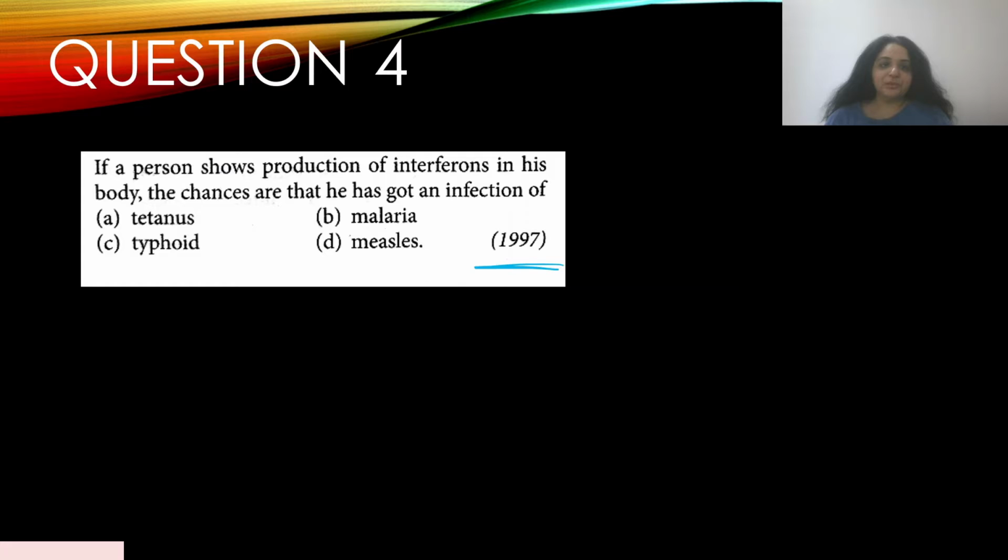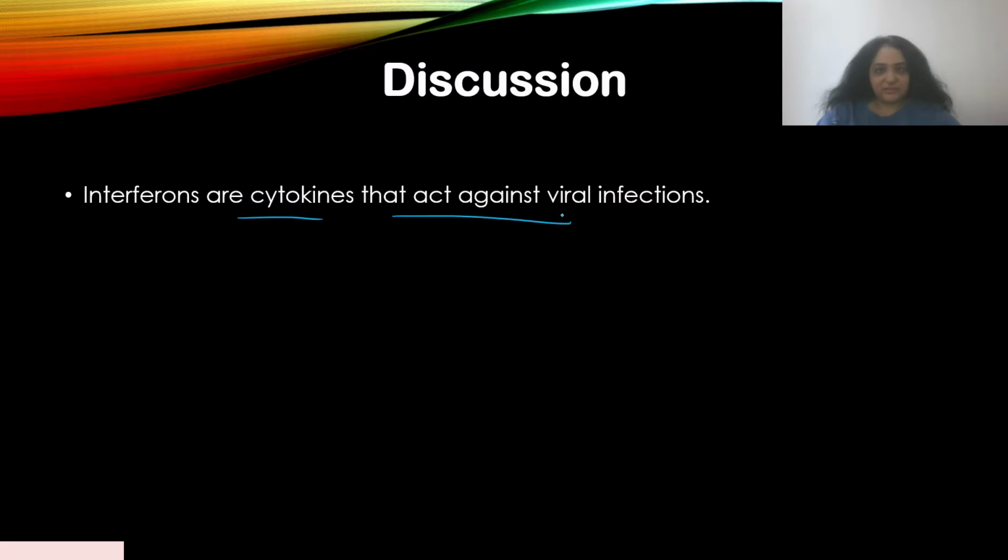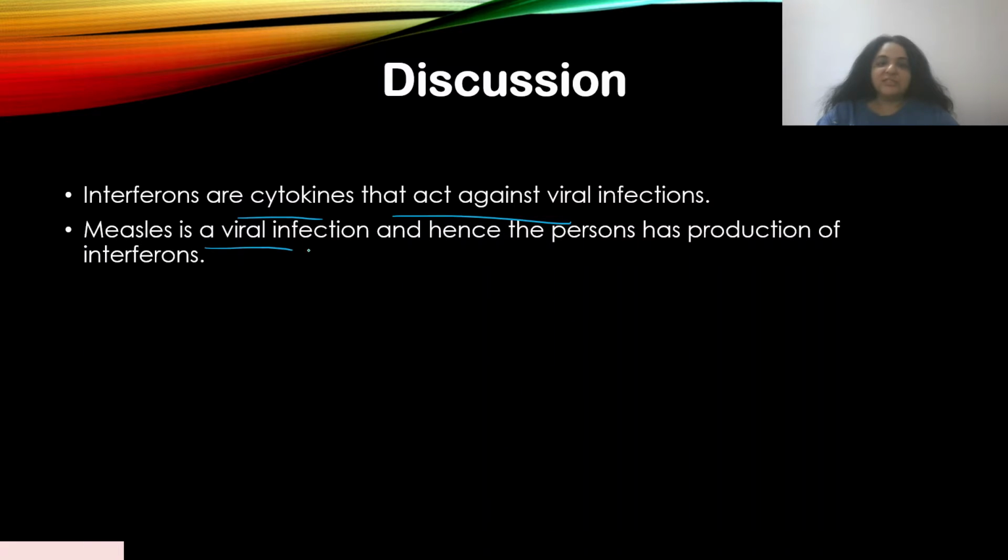So tetanus cannot be correct because tetanus is a bacterial disease. B. Malaria, no, it's a protozoan parasite. C. Typhoid, no, that's again a bacterial disease, so it has to be measles. D. Measles. Answer is D. Interferons are cytokines that act against viral infections. Measles is a viral infection, hence the person has production of interferons to act against the viral infection.